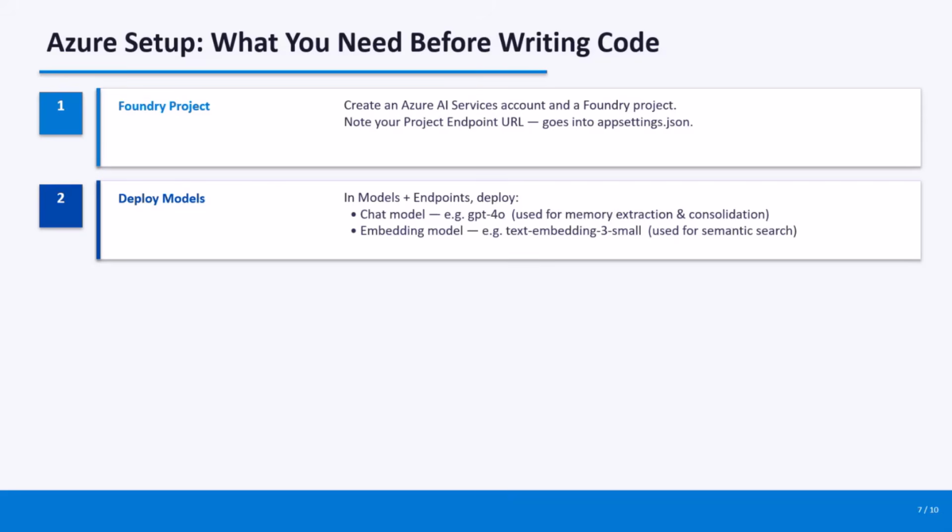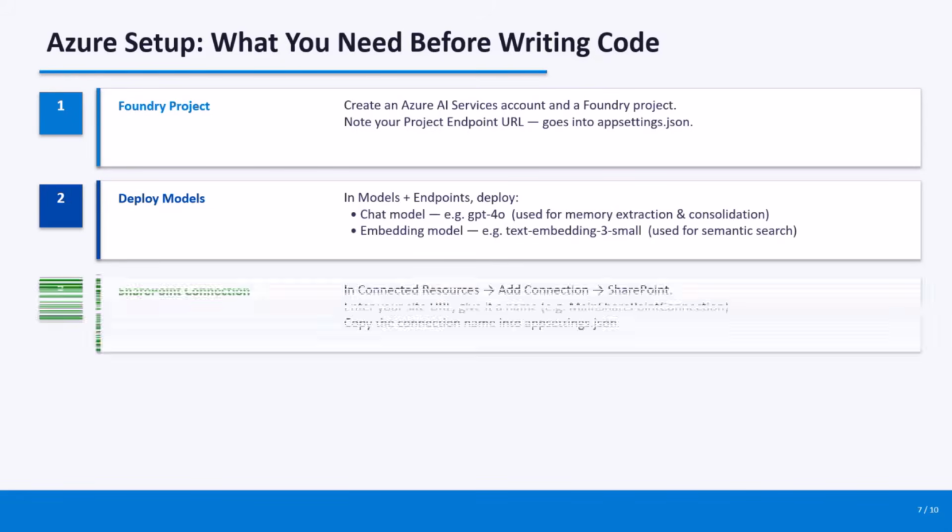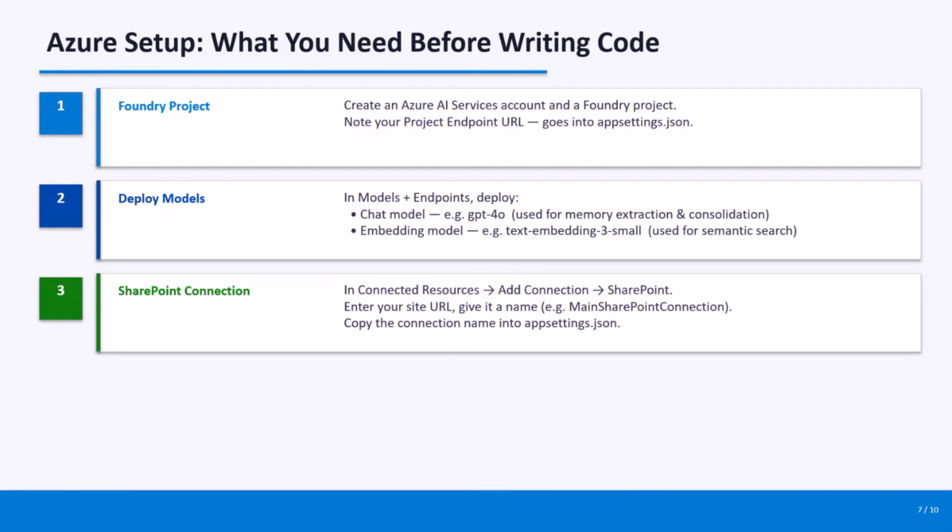The roles are important here. The chat model is what handles memory extraction and consolidation, deciding what to remember, and the embedding model is purely there to power semantic search when retrieving relevant memories. Step 3 is the SharePoint connection. In connected resources, you add a new SharePoint connection, point it to your site, and give it a friendly name, and that name is the only thing you put in the config. There are no hard-coded connection IDs. The agent resolves the actual ID at runtime using the connections API.